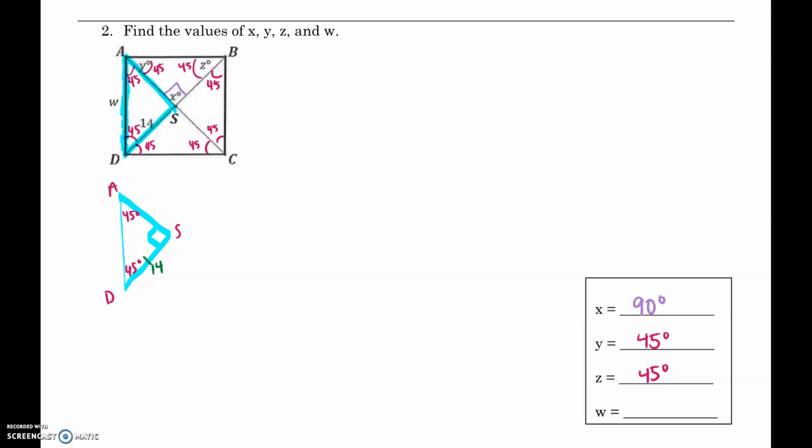So we know we have an isosceles right triangle, right? So if DS measures 14, we know that AS must also measure 14. And then to solve for w, we can use our special right triangle rules. So we have w equals 14 times radical 2, and 14 times radical 2, we're just going to leave as 14 radical 2. So w is 14 radical 2, which means all sides of the square measure 14 radical 2.